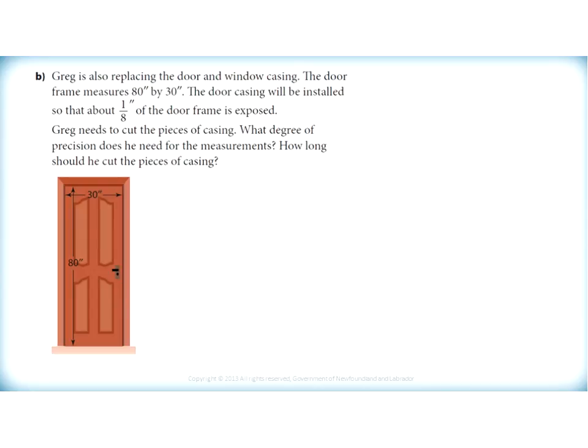Greg is also replacing the door and window casing in his room. The door frame measures 80 inches by 30 inches. The door casing will be installed so that about 1/8 of an inch of the door frame is exposed. Greg needs to cut the pieces of the casing. What degree of precision does he need for the measurements? And how long should he cut the pieces of casing? So in a situation such as this, you're going to want to have a bit more precision in your work than you did when you were calculating how much paint you're going to need.